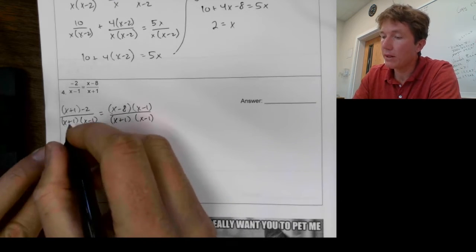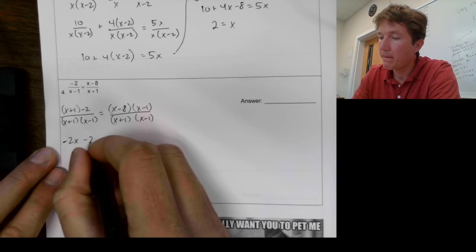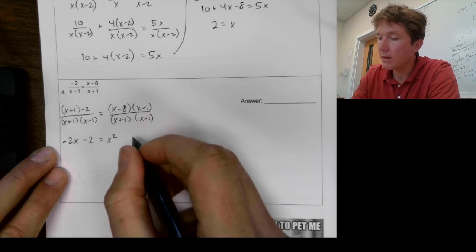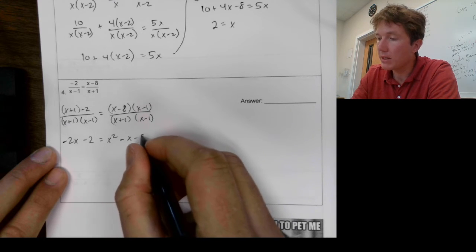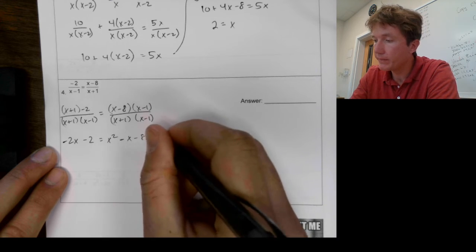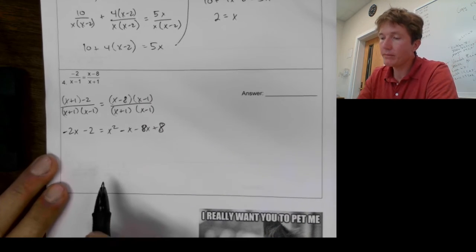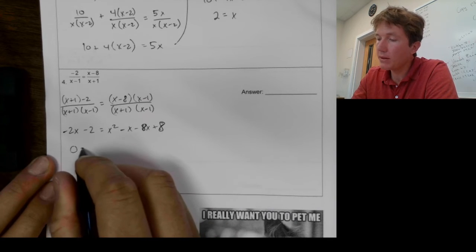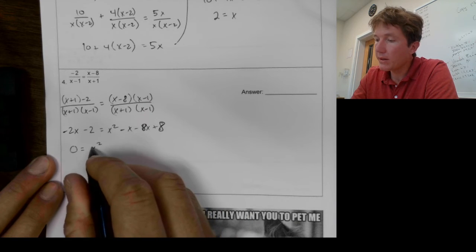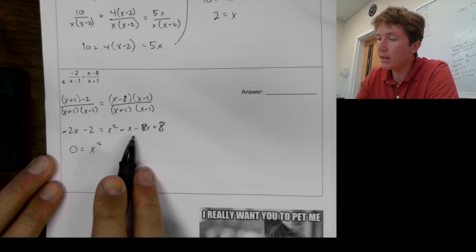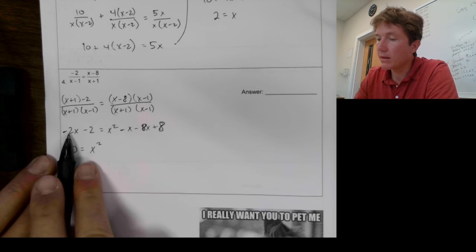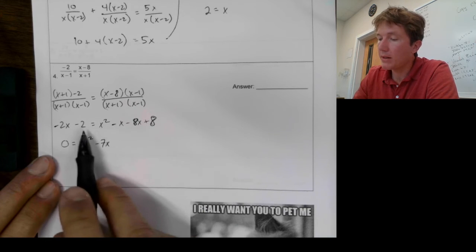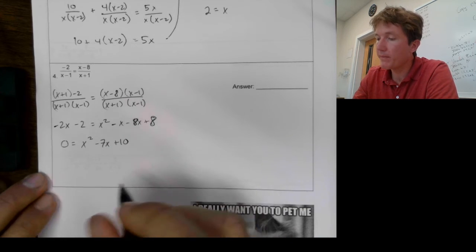So this will be negative 2 times x, that's negative 2x, minus 2. This is a foiling, so this is x squared minus x minus 8x plus 8. This will be a quadratic, so I'm going to set it equal to 0. So I have 0 equals the x squared. Move the 2x onto this side. So this is negative 9x plus 2x, that's minus 7x. And this is 8 plus 2, so that's plus 10.